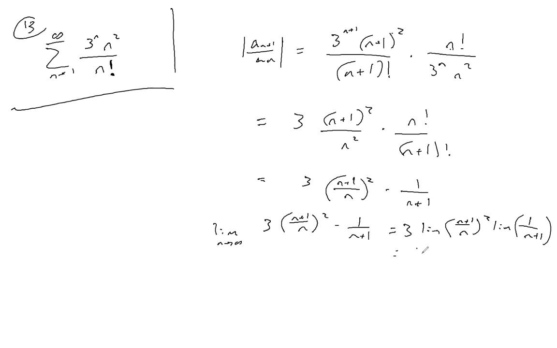Okay. This limit's 1. Limit of (n plus 1) over n is 1. And then if I'm squaring it, it's still 1. And then the limit of this is 0. So I have 3 times 1 times 0 equals 0.